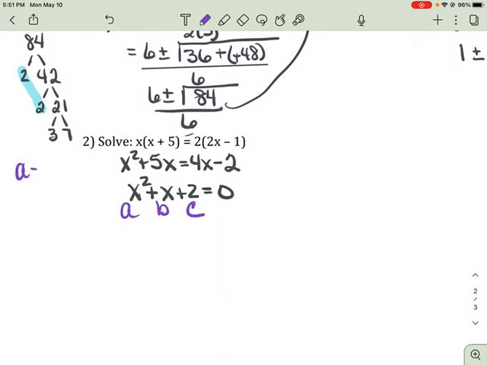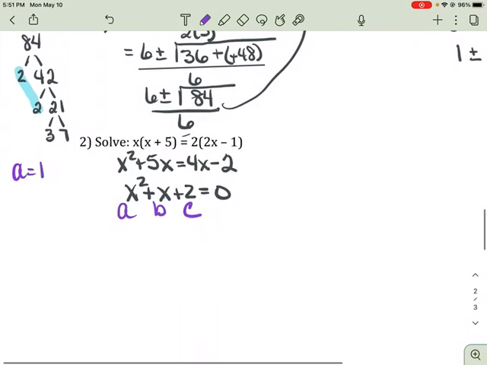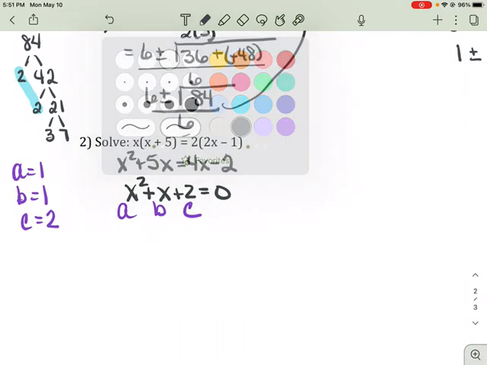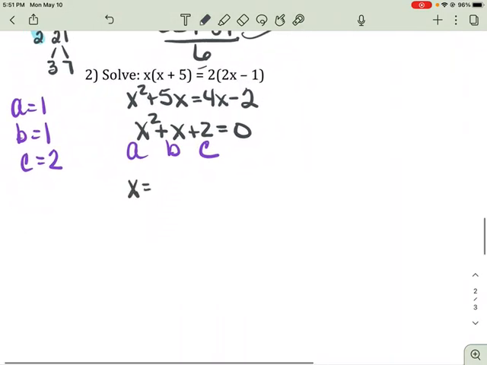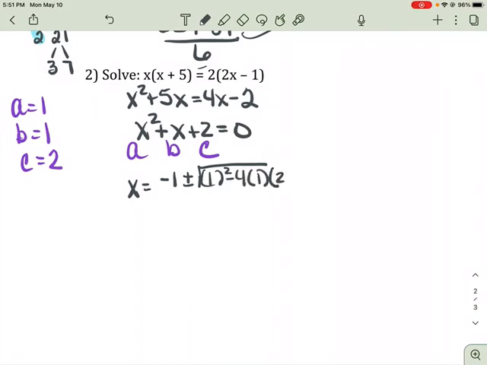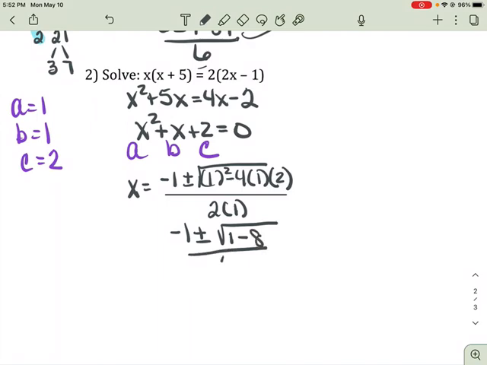So here a is 1, b is 1, and c is 2. All right, so let's see how this is going to come out. Negative 1 plus or minus, so that's 1 minus 8 over 2, so negative 1 plus or minus the square root of negative 7 all over 2.